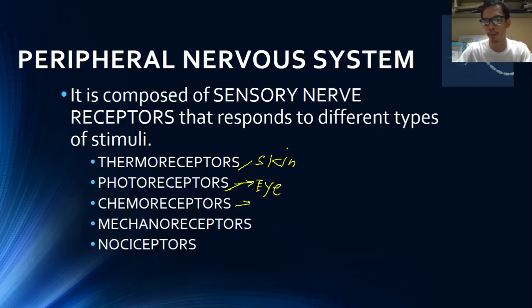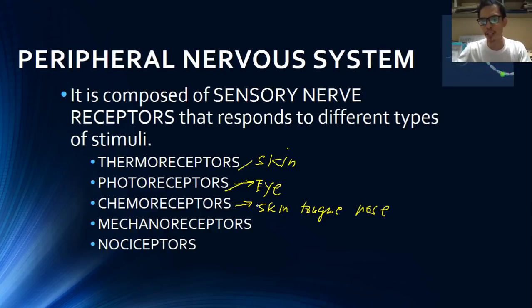Next one, the chemoreceptors. Some of these are located on the skin, the tongue, and the nose. Basically, these receptors are for chemical stimuli, right? So anything about the chemistry of the food that you eat, the chemistry of the odor that you smell. So these are the chemoreceptors.